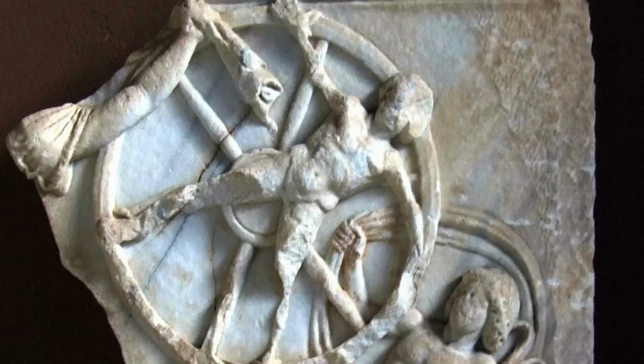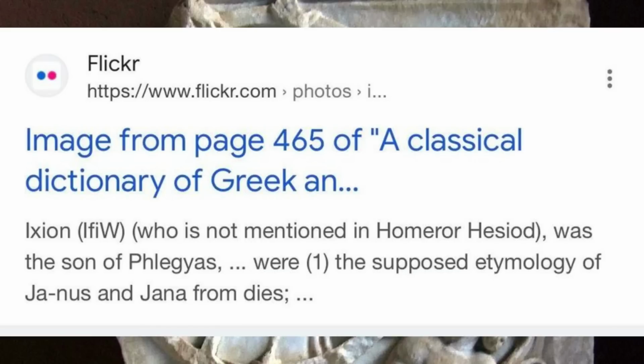So what you're seeing is just an image of his punishment on a wheel, but what I wasn't prepared for is what I found. It's a Flickr photograph, and this is what they state: Ixion, who is not mentioned in Homer or Hesiod, was the son of Phlegyas, where the proposed etymology of Janus and Diana from dies comes from. Now that's what got my attention.